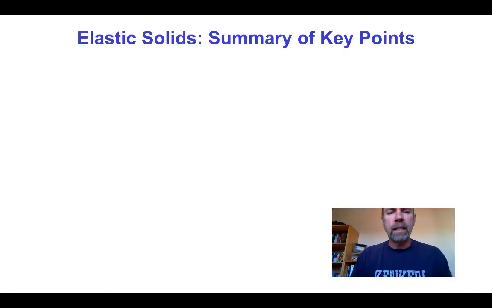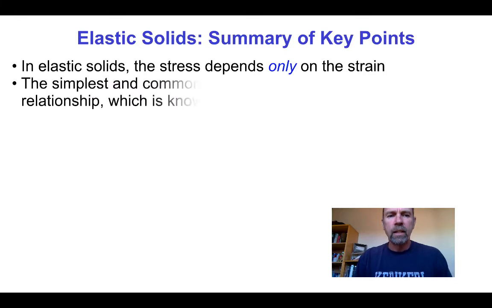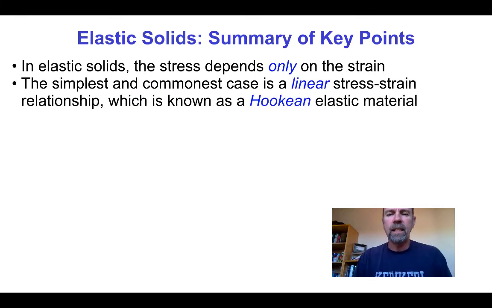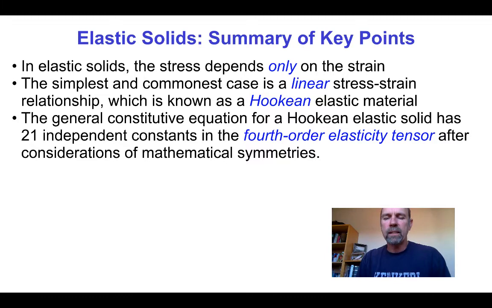So let's summarize the key points of this lecture on elastic solids. We found that in elastic solids, the stress depends only on the strain. The simplest and commonest case is a linear stress-strain relation, which is known as a Hookean elastic material. The general constitutive equation for a Hookean elastic solid has 21 independent constants in the fourth order elasticity tensor after we've taken into consideration the mathematical symmetries.